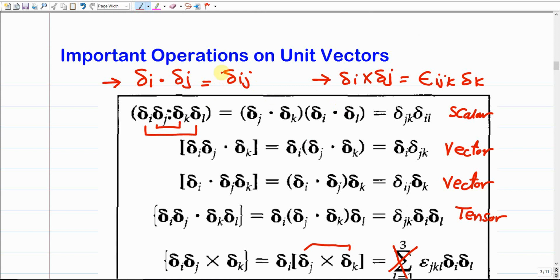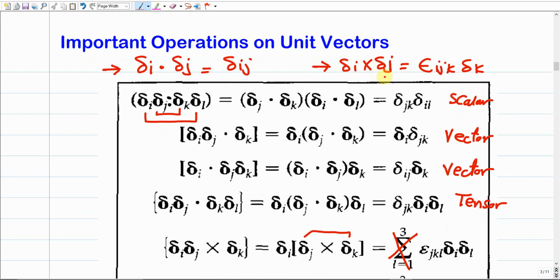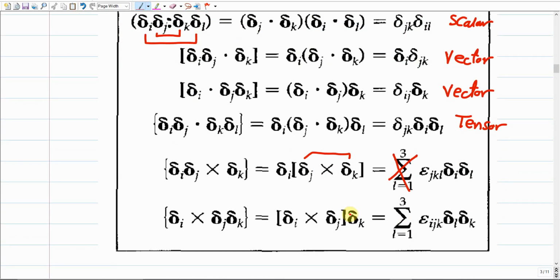As I told you, these are the two important relations or operations over the unit vector that you have to memorize all the time. The delta I cross delta J gives epsilon IJK delta K. So how about if we do have delta J cross delta K? This should give us epsilon JK, and you have to use any other index that you didn't use before. We used the I, we used the J and the K, so I can use M, for example, or L.